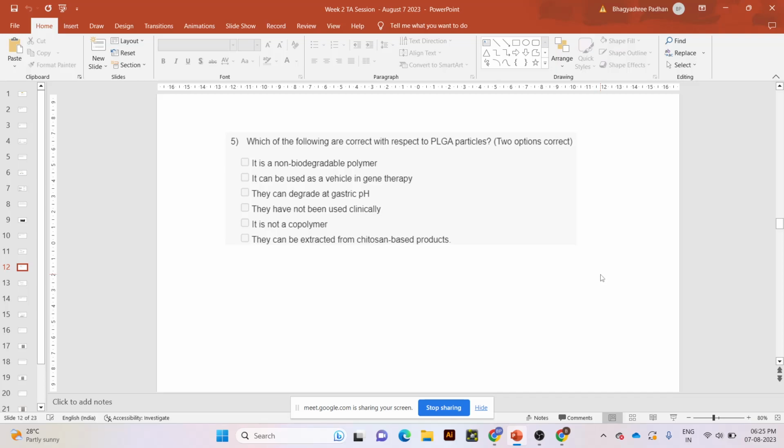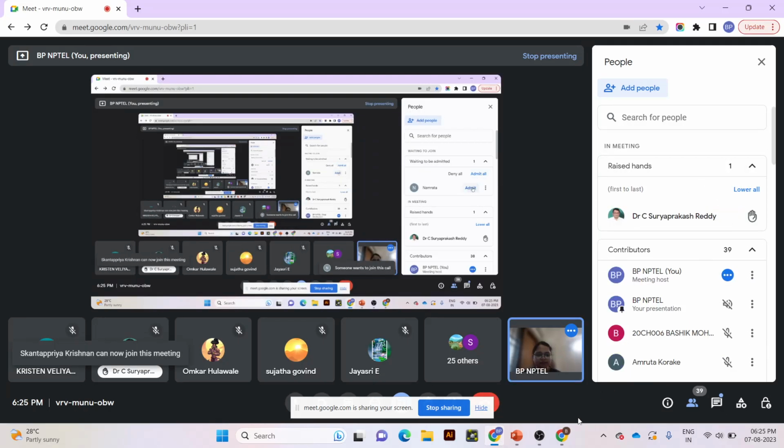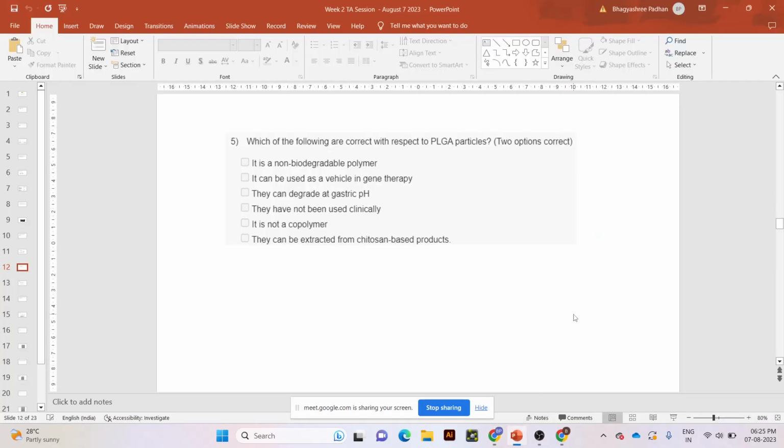Okay, so the next question is, which of the following are correct with respect to PLGA particles? You have to choose two options. The options are: it is a non-biodegradable polymer, it can be used as a vehicle in gene therapy, they can degrade at gastric pH, they have not been used clinically, it is not a copolymer, they can be extracted from chitosan based products. Anyone would like to answer? It can be used as a vehicle in gene therapy and can degrade at gastric pH.